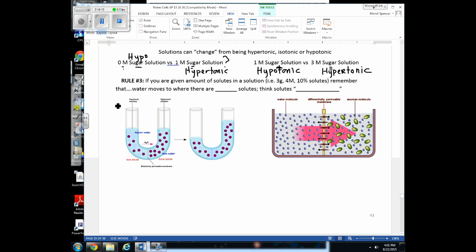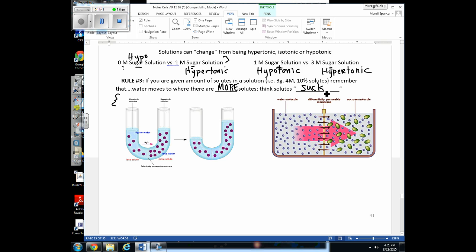Now, for these diagrams that you see here, the first two rules are not going to be usable in these situations because these diagrams are just showing you solutes. So rule number 3 states that if you're just given the amount of solutes in a solution or you're just shown the solutes, then you need to remember that water moves to where there are more solutes. So think of this as solutes suck. Wherever there's more solutes, that's where water is going to go.